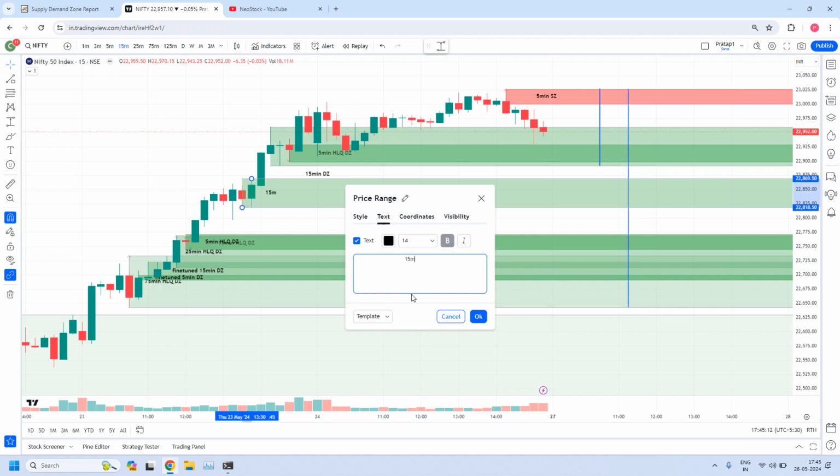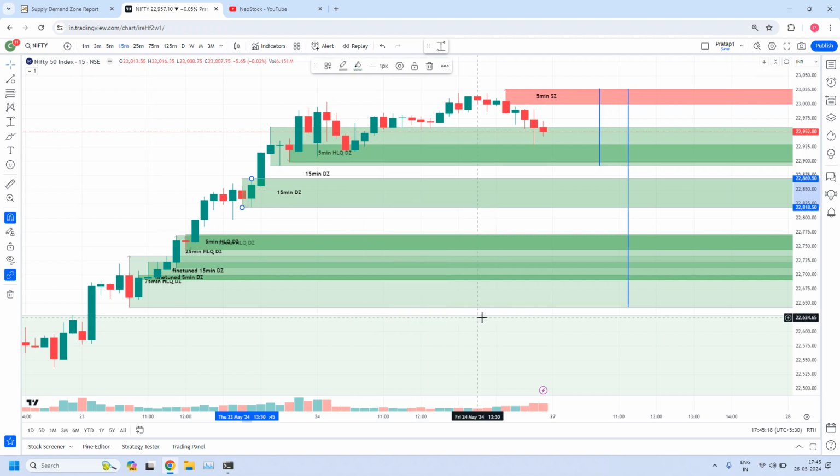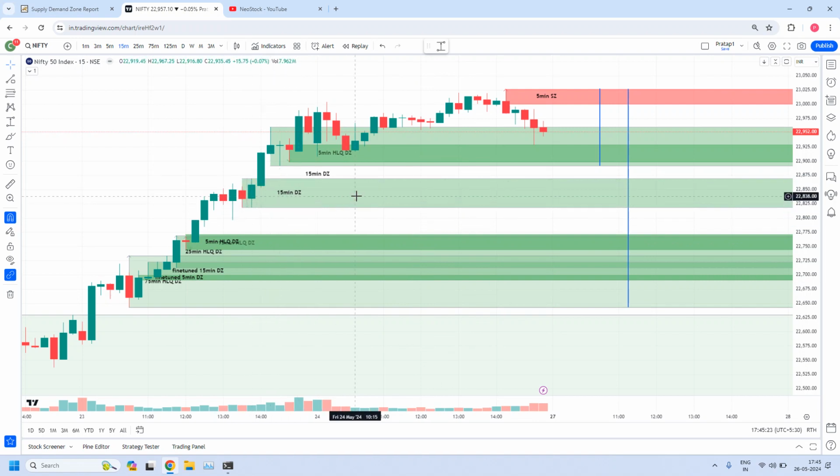Why am I drawing it? Generally we don't draw 15 minutes demand zones. Our focus is on high liquidity. So I am drawing it from a trend point of view. Suppose this 15 minutes demand zone is also violated, the trend will change to downtrend. Now short trades will be enabled.